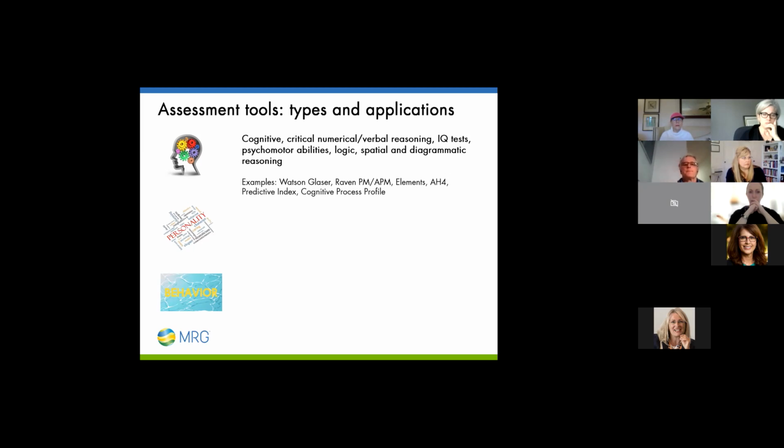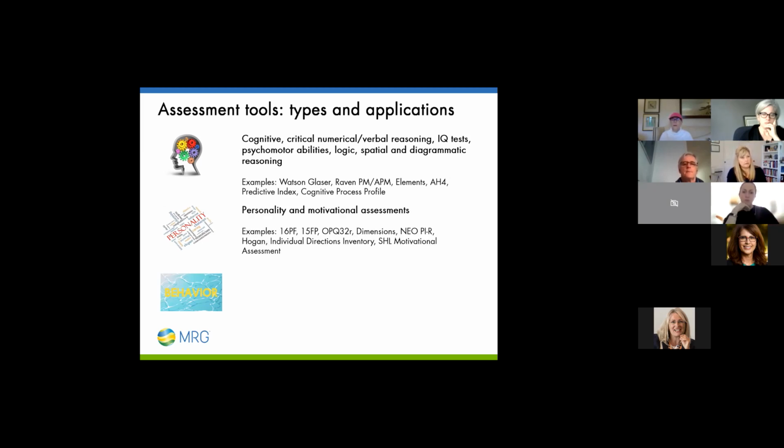A big piece of what I use is in the cognitive space. So the Watson-Glaser, the Raven's Progressive Matrices. AH4 is a really interesting one, developed for pilots during World War II. Trust me. The Predictive Index, the CPP, and so on.